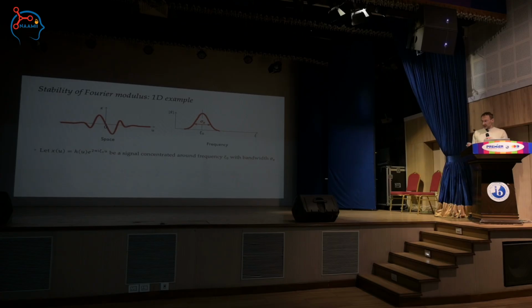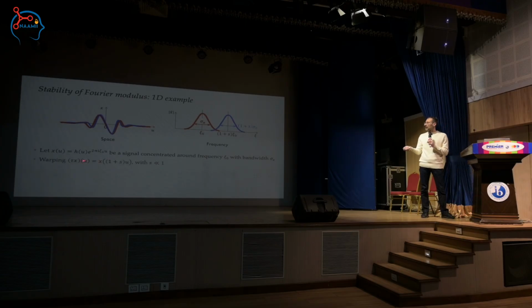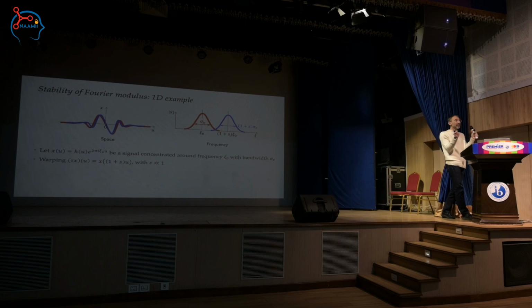Let me now make a warped version of this signal. My tau will be some scaling of my variable by a parameter s that we assume to be very small. What will be the Fourier transform? Well, it's also easy to see. It will be another blob of slightly different variance, 1 plus s sigma, positioned at psi naught times 1 plus s.